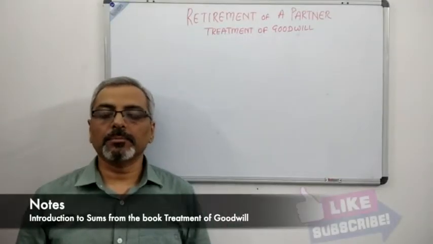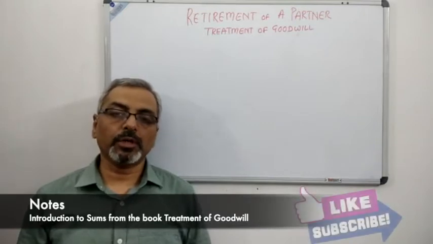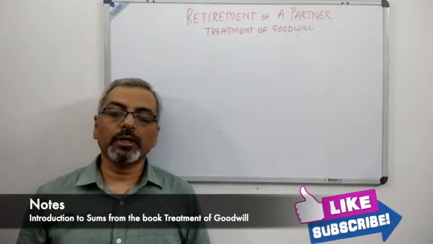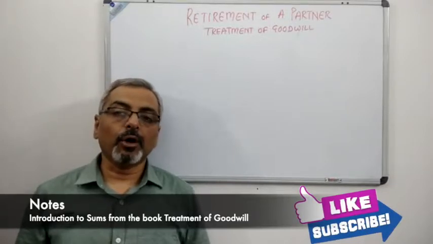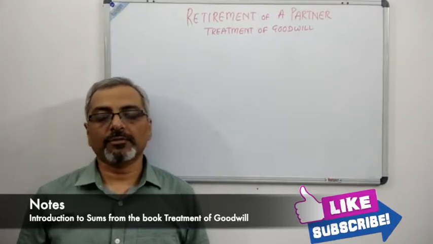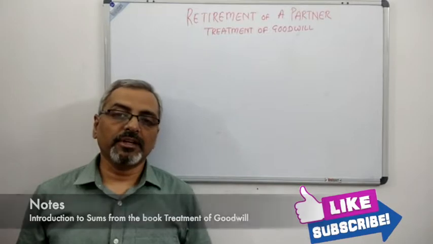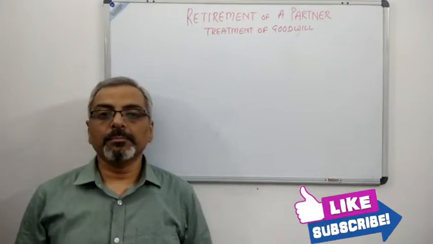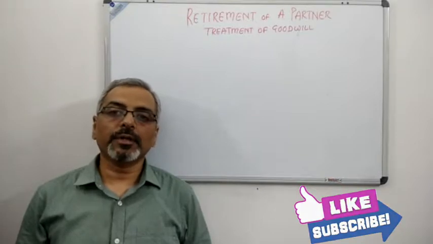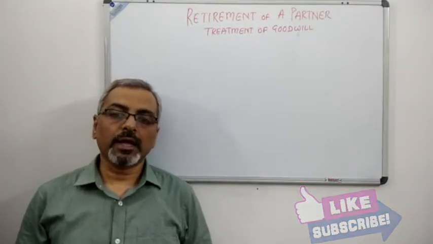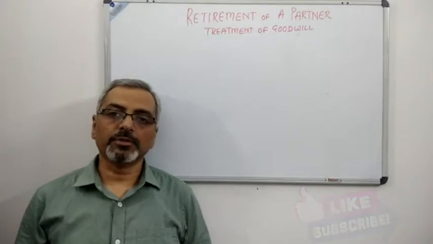I'll be doing some sums from the textbook DK Goodwill, which will talk about the treatment of goodwill on retirement of partners. I have already explained to you the various cases. If you have seen my last video, you might have seen that the various cases have been explained where some partners may gain and some partners may sacrifice on the retirement of a particular partner. So let's watch this video where I'll show you how the sums have to be solved.